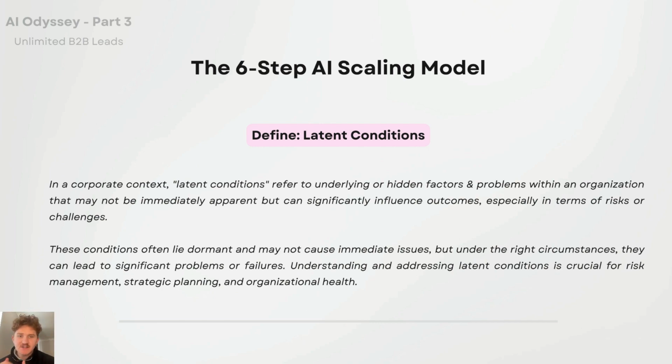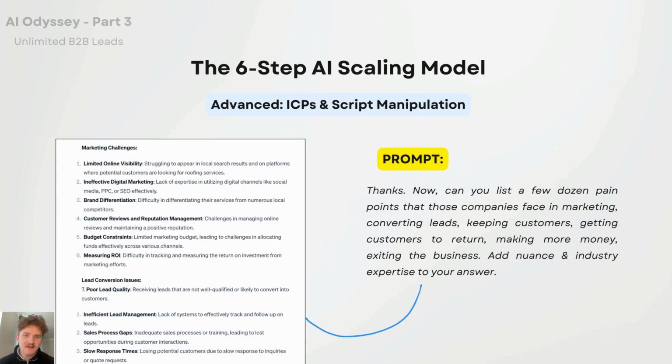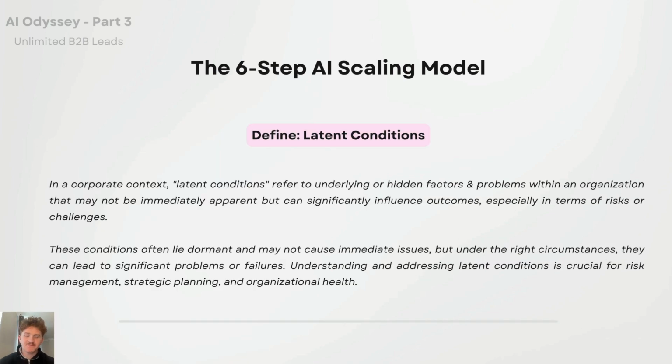Let's define latent conditions quickly, because to get the sort of pain points and to manipulate your cold email outreach, you just have to know the latent conditions. In a corporate context, latent conditions refer to an underlying or hidden factor or problem with an organization that isn't immediately apparent to everyone who looks at the organization, but it's pretty apparent internally what these problems are. So basically, if we know that a latent condition of a roofing company is that their leads are awful and they never convert, this is a latent condition or a business pain point that we can use in our outreach.